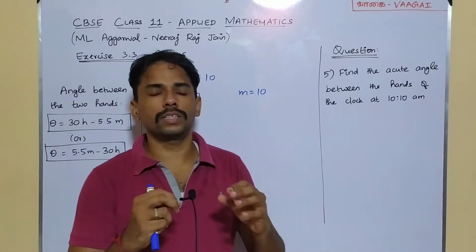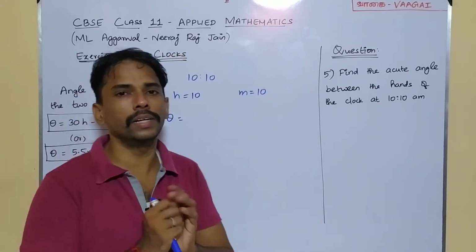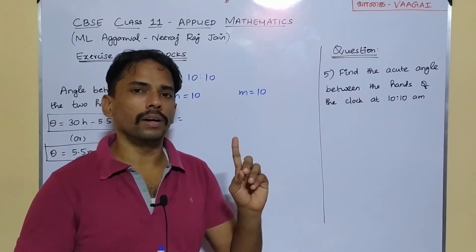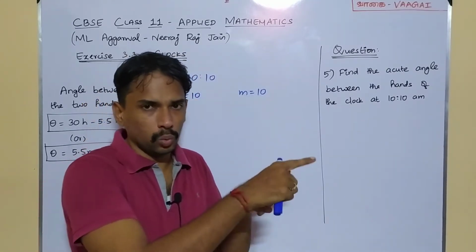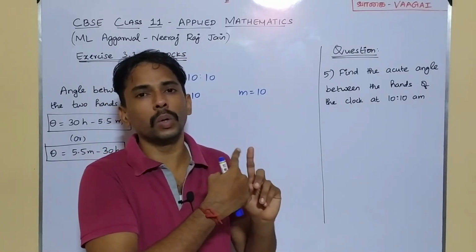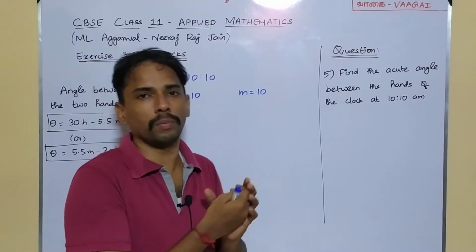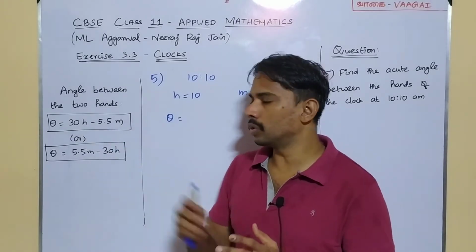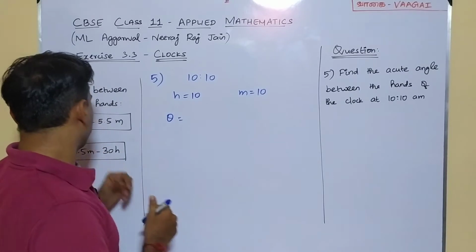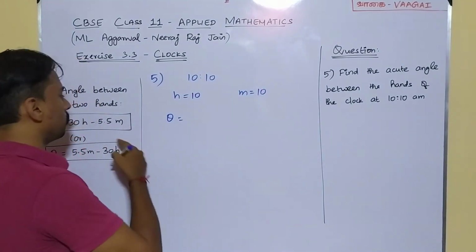And let us just imagine the positions of the hands of the clock at this time, 10:10. So surely at 10:10, our minute hand will be exactly pointing to 2, correct? But where will the hour hand be? The hour hand will be very near to 10. So in that case, our hour hand will be ahead of our minute hand, and we are supposed to use the first formula only. Yes, so we'll use the first formula, 30h minus 5.5 m. So theta is equal to 30h minus 5.5 m.